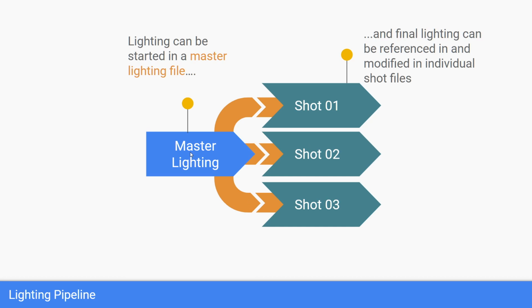And then you can reference that master lighting file into your shot files. In the shot files, you're going to have to tweak the lights so that they make sense for that shot, right? If I have a close up on a character's face, I'm going to have to adjust some lights so that the lighting is hitting my character's face just right. But I don't need that change in all of my shots. I only need it in that specific shot.